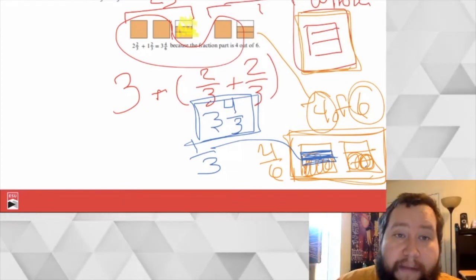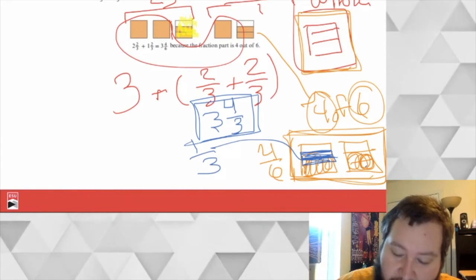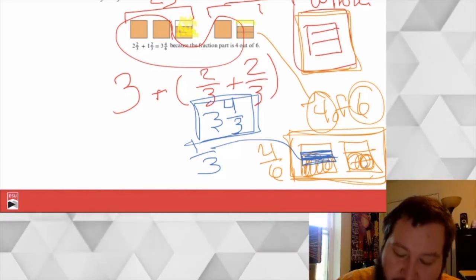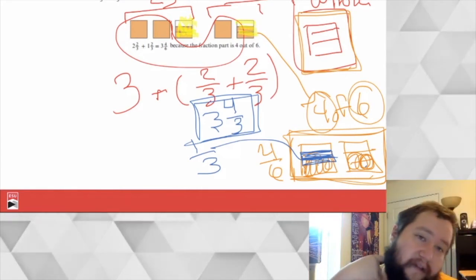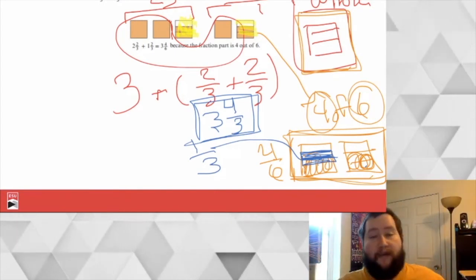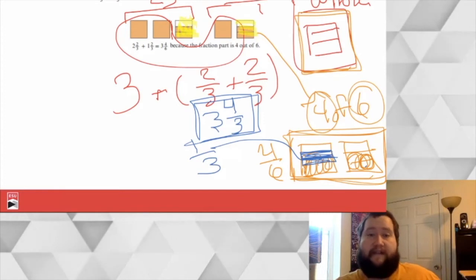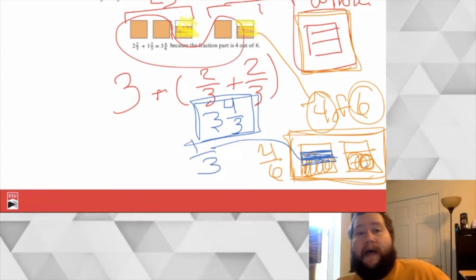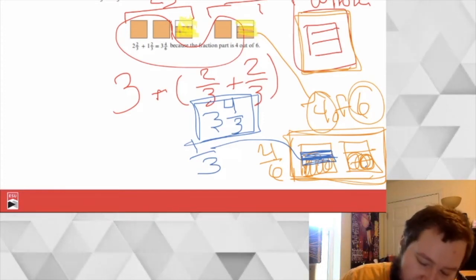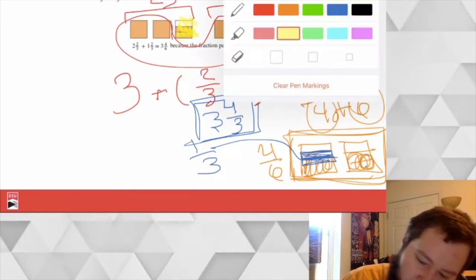They see those 3 boxes, 2 are shaded and 1 is not, and they see these 3 boxes and 2 are shaded and 1 is not. And they're like, well, there are 6 of them that are the same size and 4 are shaded. So 4 out of 6. But if we think about our fraction addition, let me write a little bit over here now.